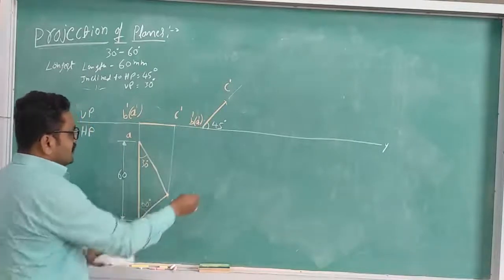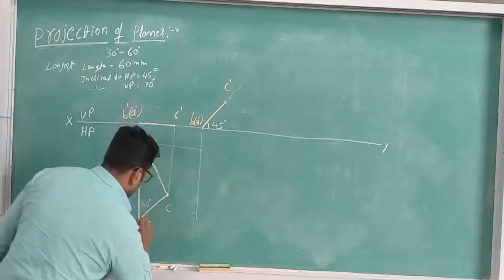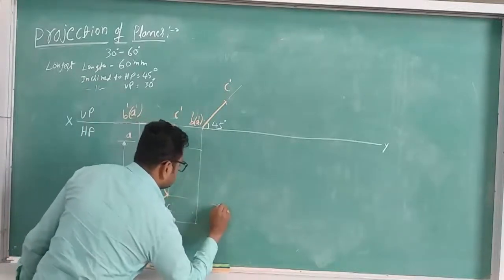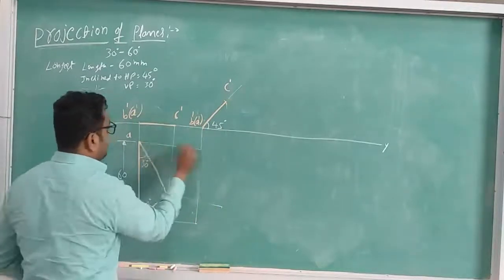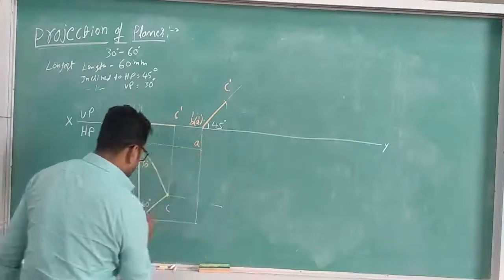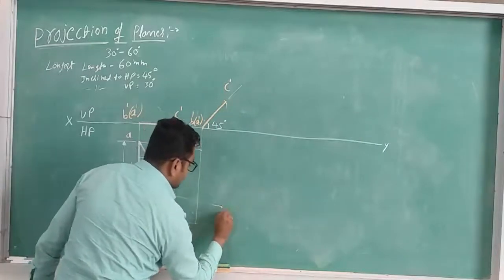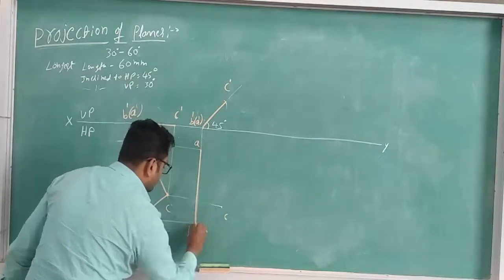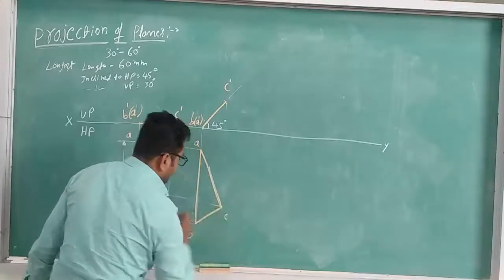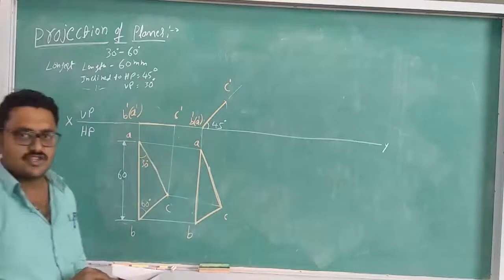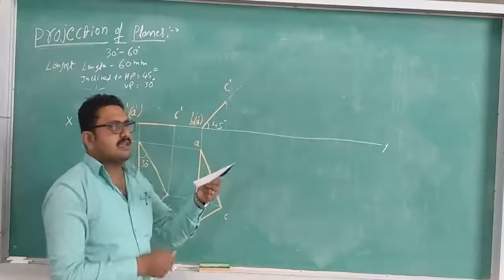And next, to get the top view, draw the vertical projections and horizontal projections. Here A and A dash, we will get A, and here B and B dash, we will get B, then C and C dash, we will get C. Then after getting all the points, join A, C and back to A. Like this we need to join. Second step is finished.